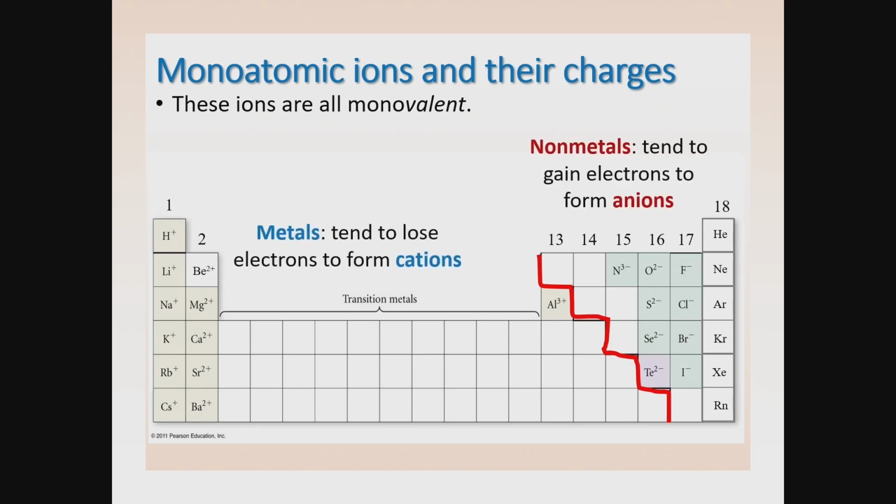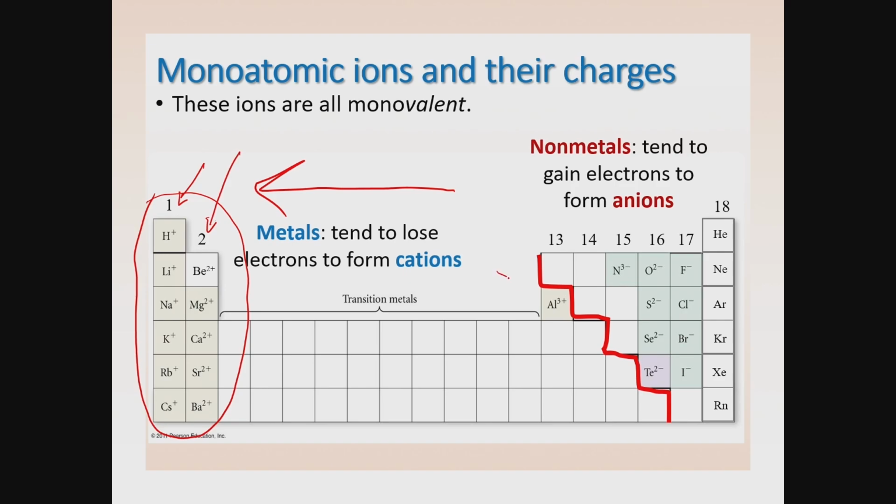One of the things I'm hoping you'll notice is that everything to the left of that staircase line, when you have a neutral metal and it becomes an ion, it's always going to lose electrons. You can see sometimes here in this row, the elements lose 1 electron and become a single positive charge. Sometimes they lose 2 electrons and get a 2+.